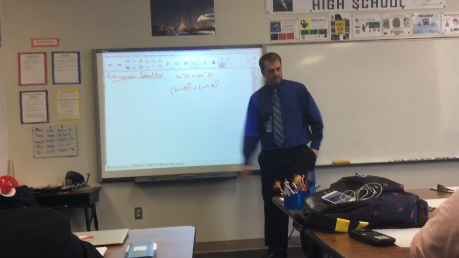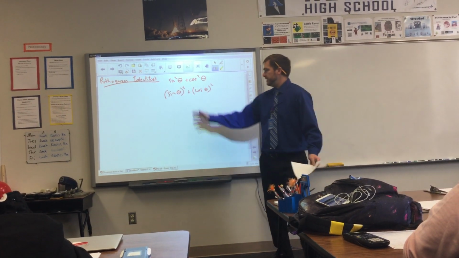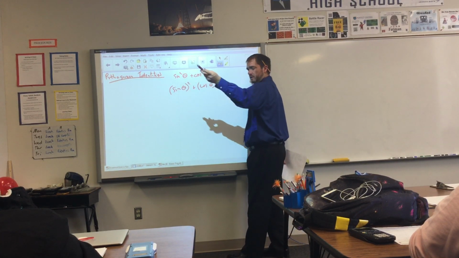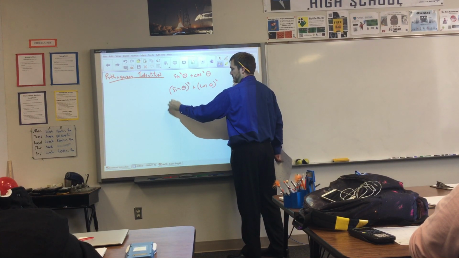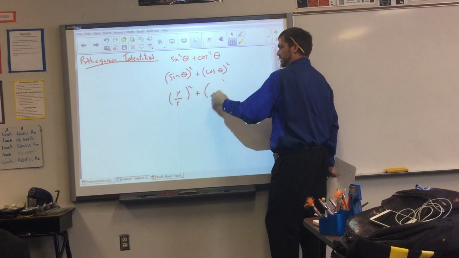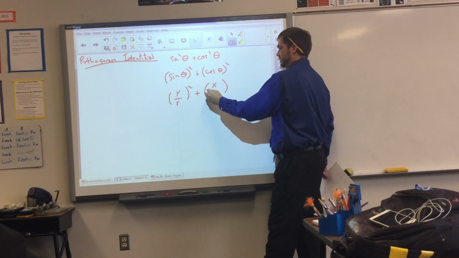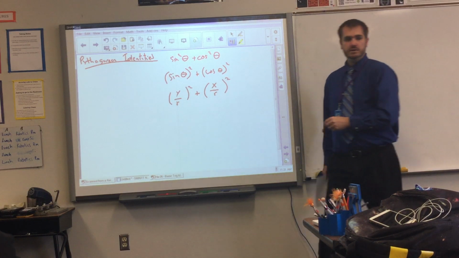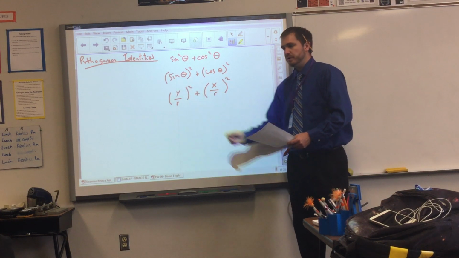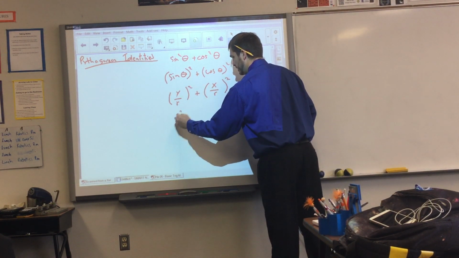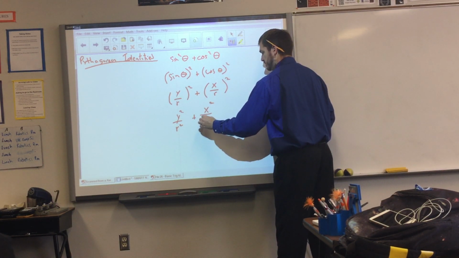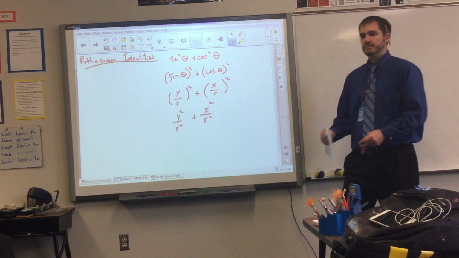Okay, so now let's go ahead and rewrite sine and cosine in terms of x's, y's, and r's. So we'll write sine theta, call it out to me, class. Y over r, yep. Cosine is x over r. So we've got that quantity squared, and then we'll go ahead and expand those. We have y squared over r squared plus x squared over r squared.